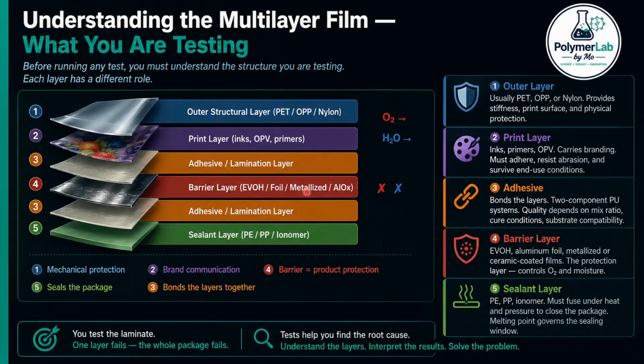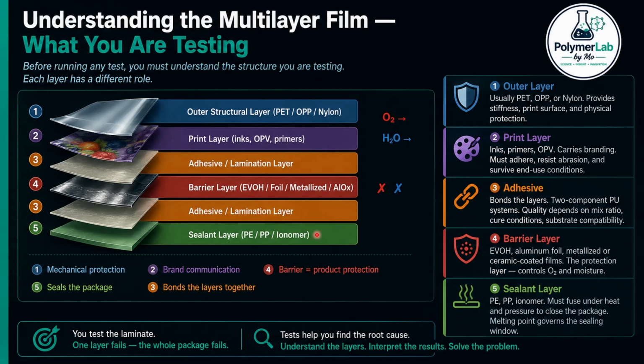The barrier layer is the protection layer, the reason the product inside stays fresh. EVOH, aluminum foil, metallized films, ceramic coated films. Each has a different barrier mechanism and a different balance of properties. And the sealant layer, the innermost layer, is what actually closes the package. Under heat and pressure, it fuses to itself or to the opposing surface. Its melting temperature sets your sealing window.